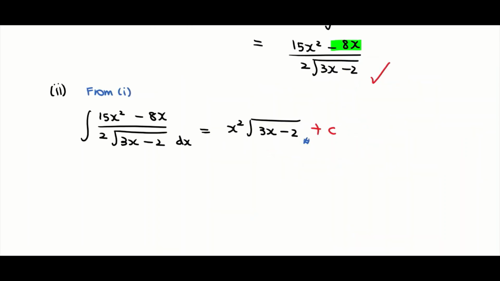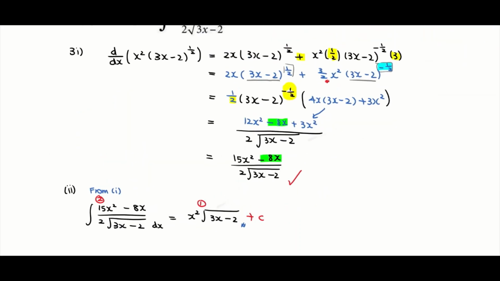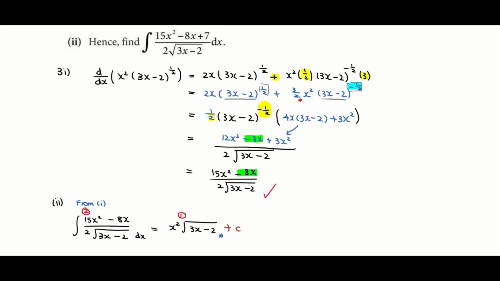From part 1, what I can write is, if I integrate this, number 2, you get back my number 1. Now I see whether I'm missing anything. From my question, what is the difference between these two? Notice how plus 7 is the difference? Plus 7 over the denominator. I should include that on both sides.